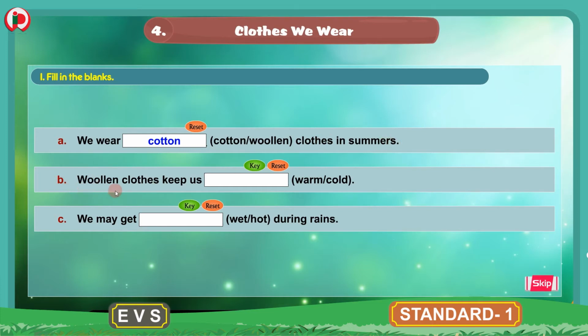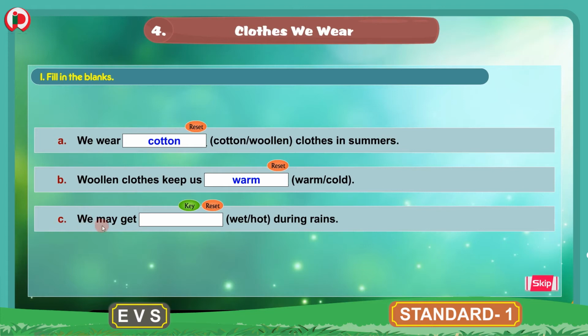B. Woolen clothes keep us dash warm/cold. So what is the correct answer from these two words? Woolen clothes keep us warm. Warm is the correct answer. We will write in the blank WARM, warm. Woolen clothes keep us warm.